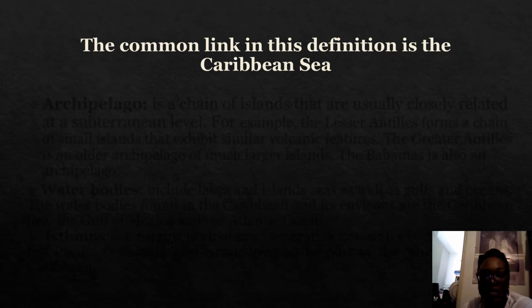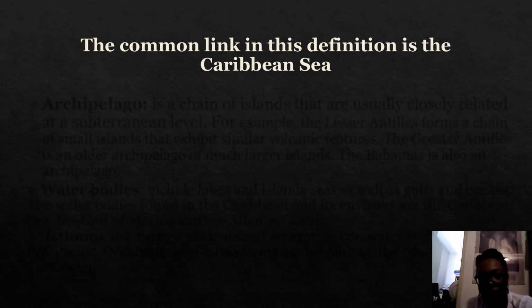Now, if you're writing an essay and you're talking about geography, you must use geographical terminologies in the description of what you're writing. So if you're writing an essay and you're talking about the geographical definition of the Caribbean, you must incorporate some terms.